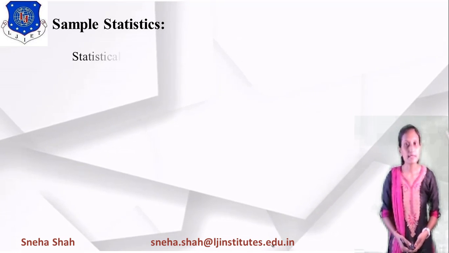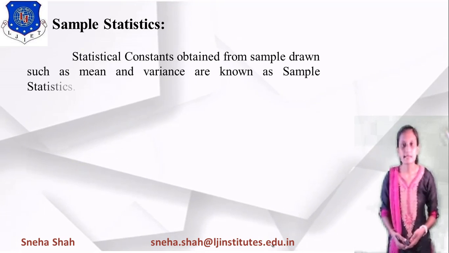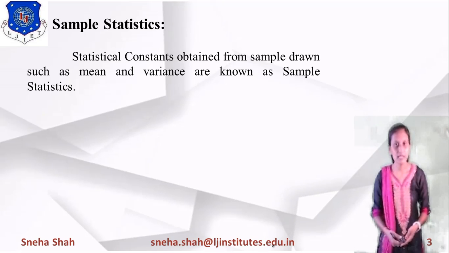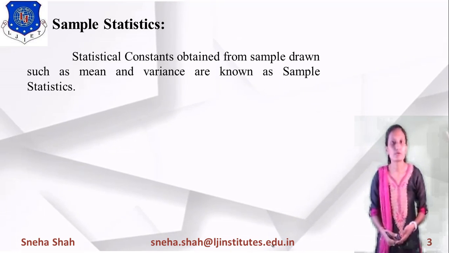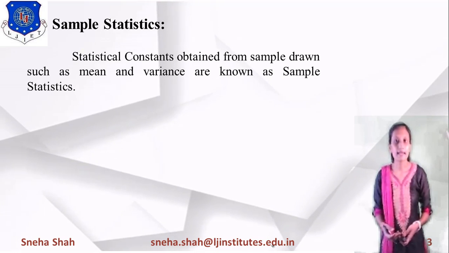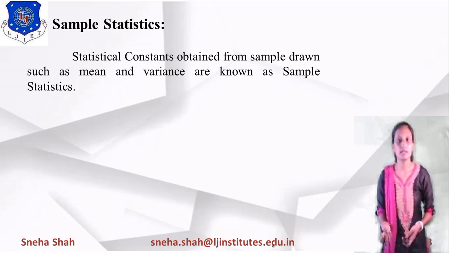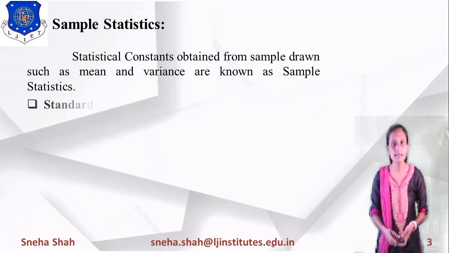What is sample statistics? Statistical constants obtained from a sample drawn, such as mean and variance, are known as sample statistics. So in statistics, if we check parameters like mean and variance obtained from the sample, then it is known as sample statistics.